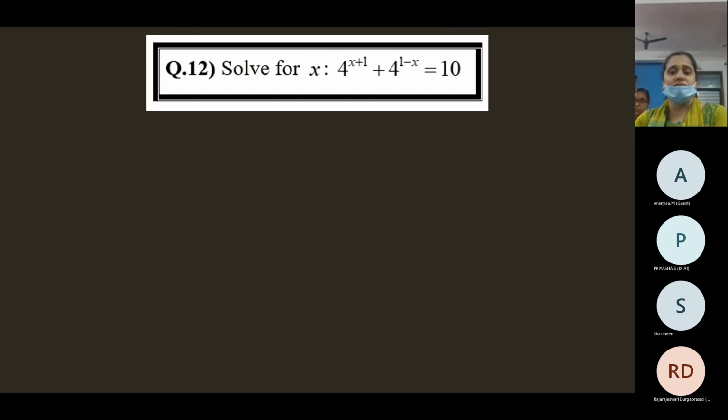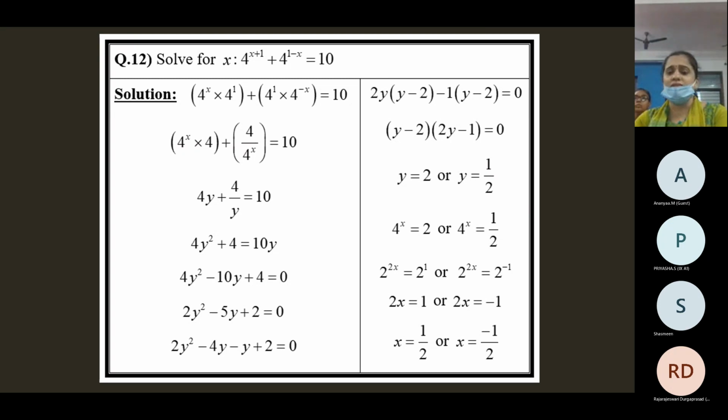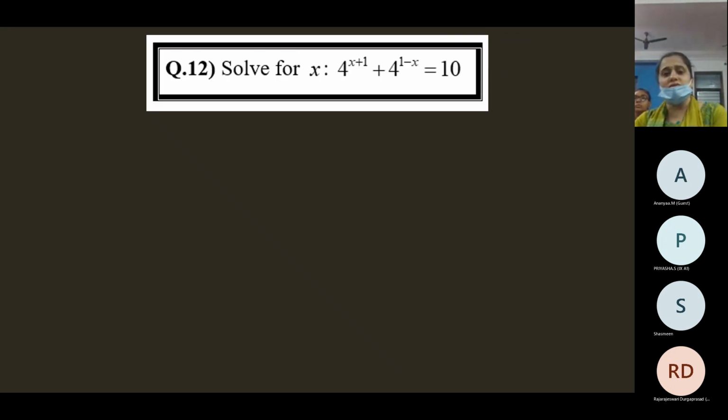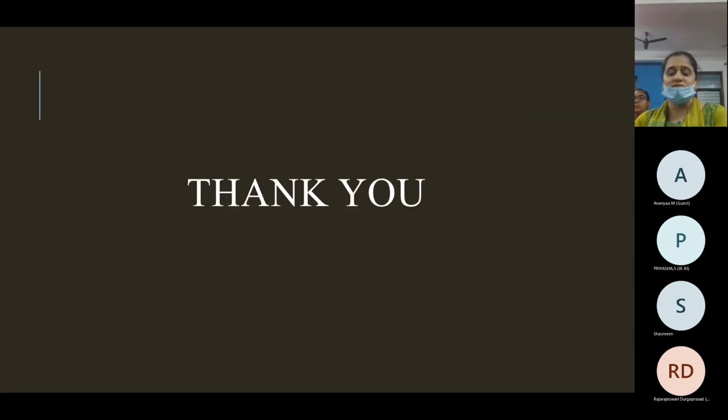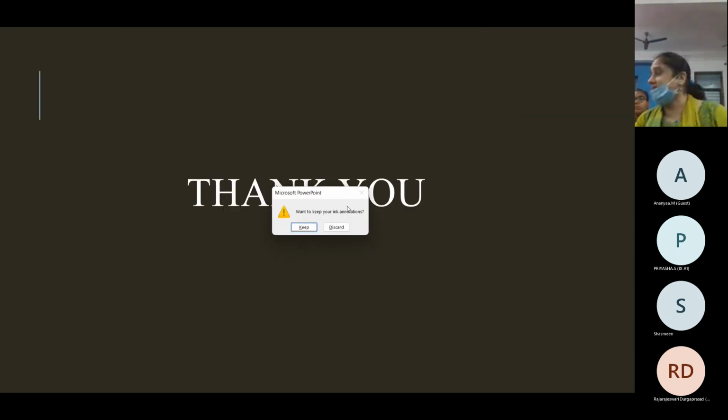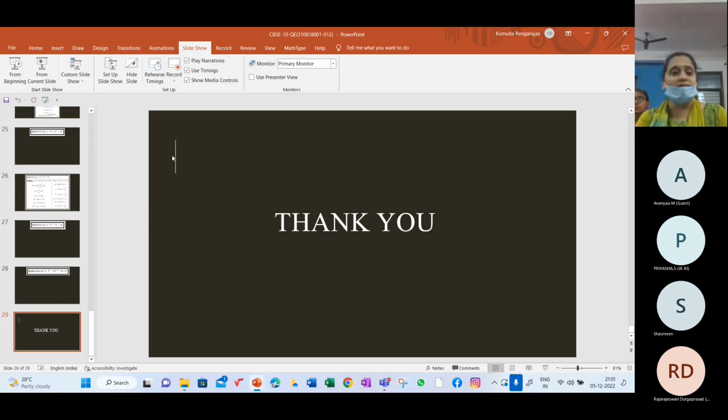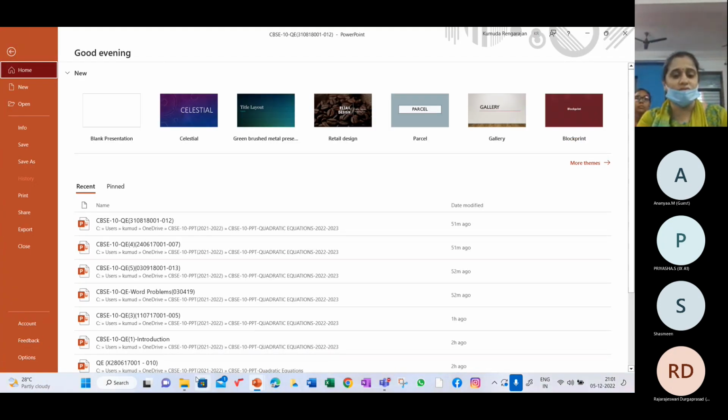I'll share all this on WhatsApp. This we already discussed. Similar questions we have done in the class, when the power is x plus 1 and all this. I'll share this entire PPT with you on WhatsApp. Go through this and complete this by the time you come to the next class. We'll just discuss 2 word problems for today's class and wind up the session.